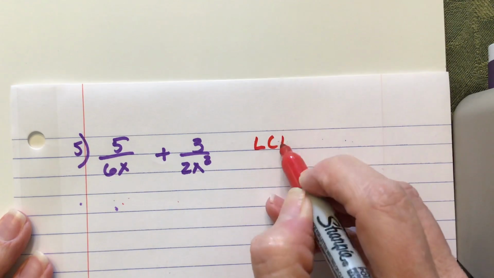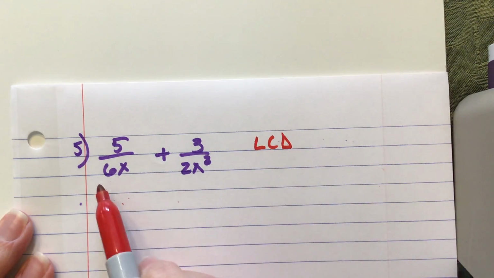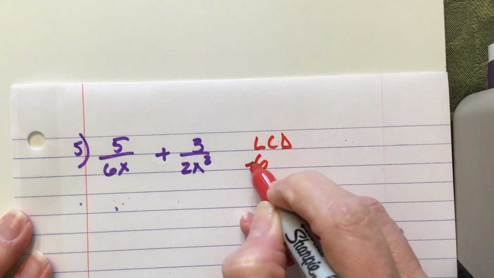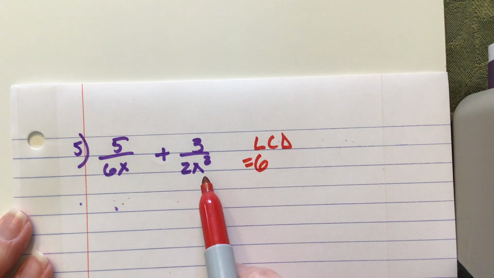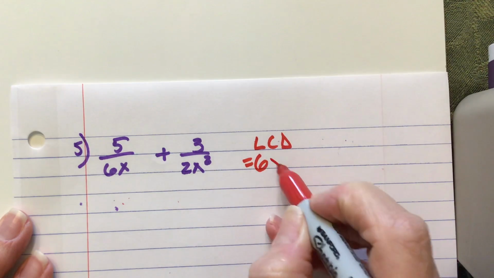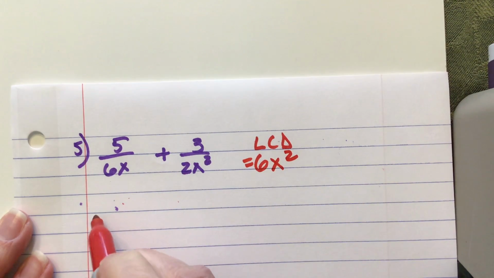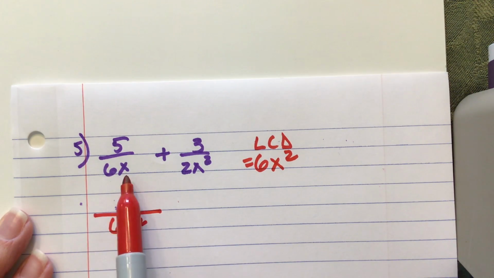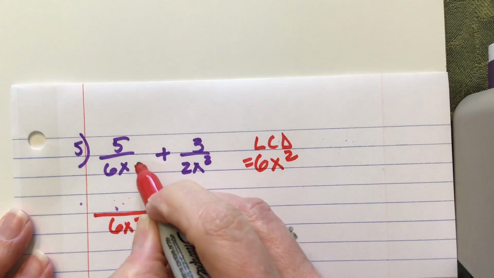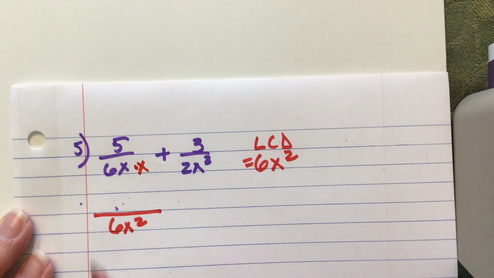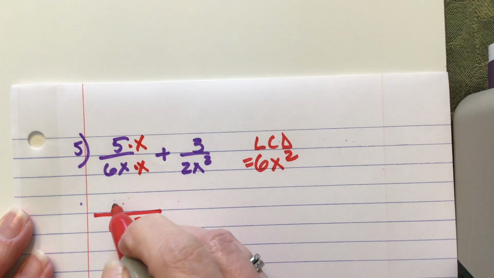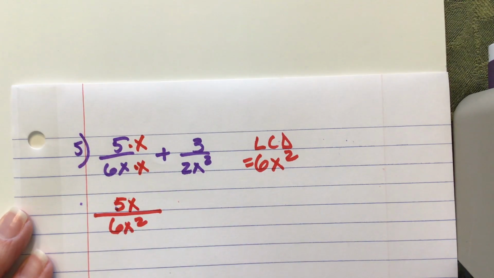So my least common denominator will be, let's look at 6 and 2. Well, the least common denominator between 6 and 2 would be 6. And I have x and x squared. The least common denominator will be x squared. So that's what I need. I need to have a denominator of 6x squared. Since I already have 6x, I would just need to multiply that by x. That'll give me 6x squared. And if I multiply the denominator by that, I have to multiply the numerator by that. So this fraction becomes 5x.